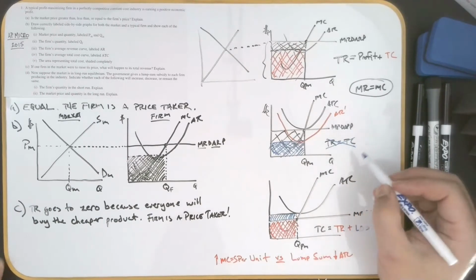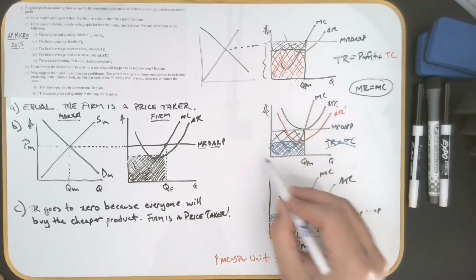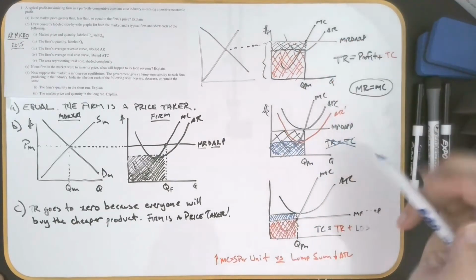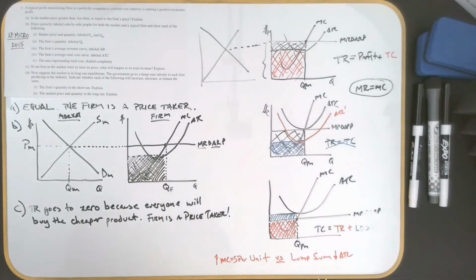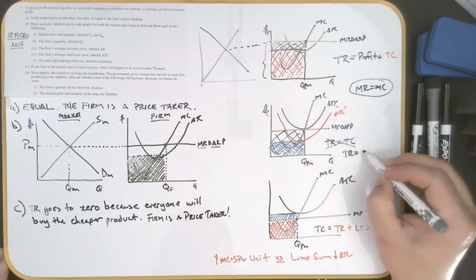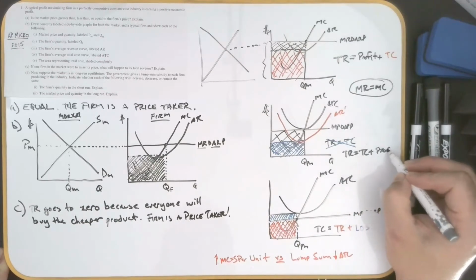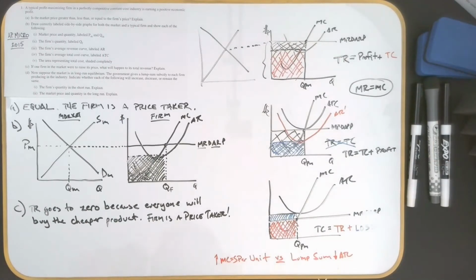Now, my total revenue that's coming in here is going to be more like this one up here. And so now I would say, oh, my total revenue is going to equal my total cost plus the profit now. Okay? So, let's go back to the question.